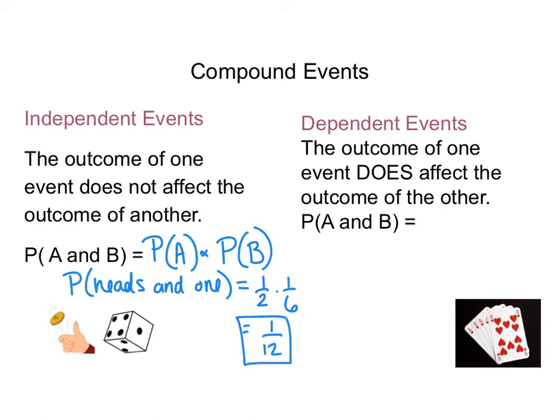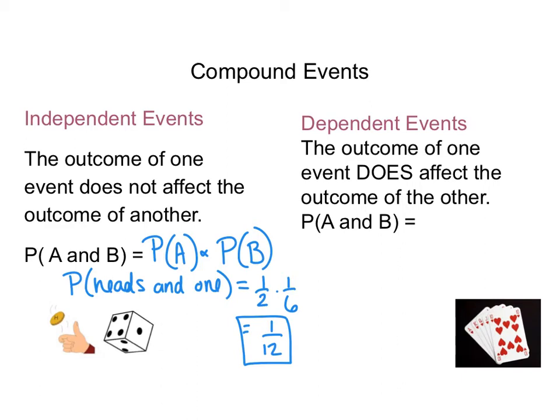Dependent probability is a little more complicated, okay? This is where the outcome of one event does affect the outcome of another. So what type of things in real life work like this? Well, think of a deck of cards. If I take out a card, I've changed what's in the sample space. So if I'm playing a card game and I want to know what's my chance of getting a queen of hearts, there's only 1 queen of hearts in the deck. If I draw it out, I've changed how many cards are in the deck. Now there would only be 51.